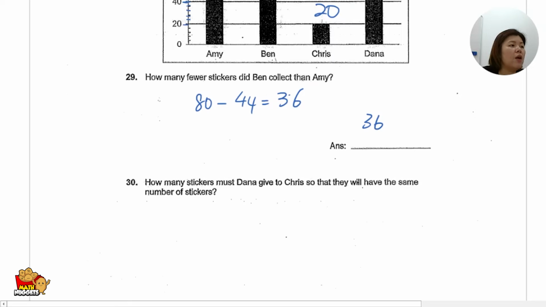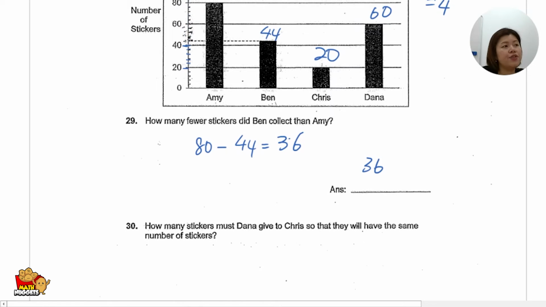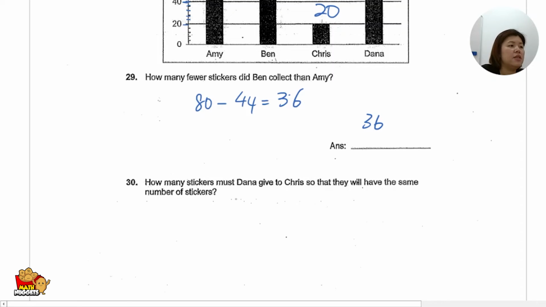Okay, next one. How many stickers must Dana give to Chris so that they have the same? Dana is 60, so means you have to find her more, which is she has 40 more. So means share between Chris, share means divide by 2, will be 20.